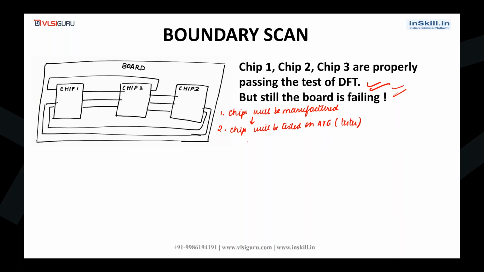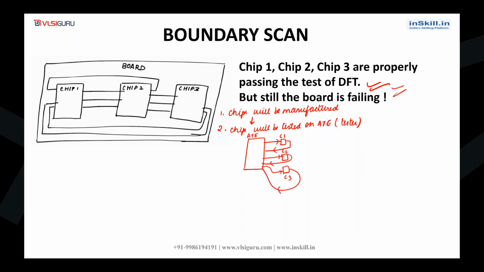Like this, this is the ATE. The full form of ATE is automatic test equipment. We also call it the tester. So this is chip 1. The input of the chip will be connected to the ATE, and the output of the chip will go back to the ATE. Same way, this is chip 2, and then this is chip 3. In this example, I've shown only 3 chips. Like this, the input of the chip will be connected to the ATE and the output will go back again to the ATE.